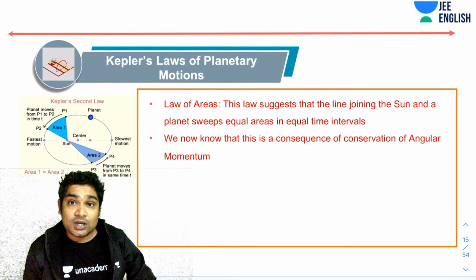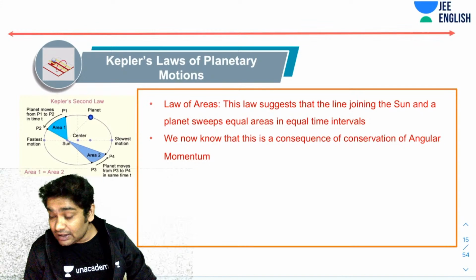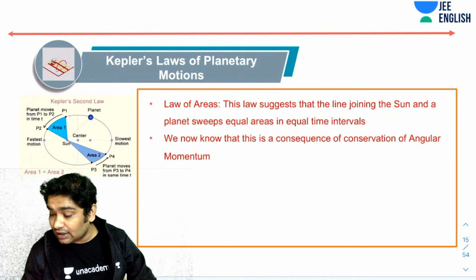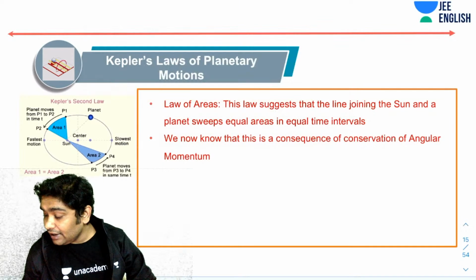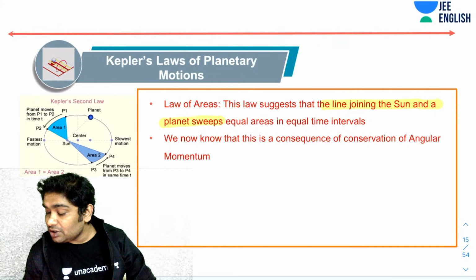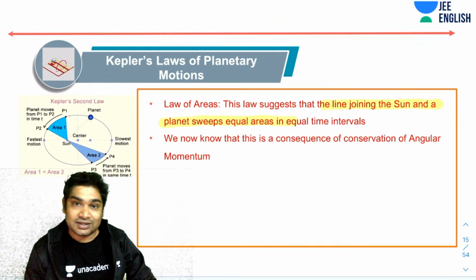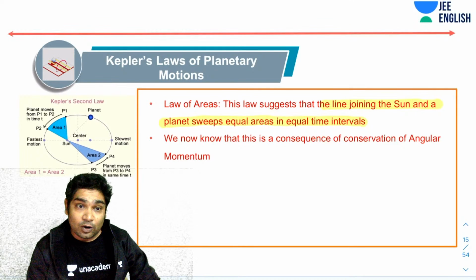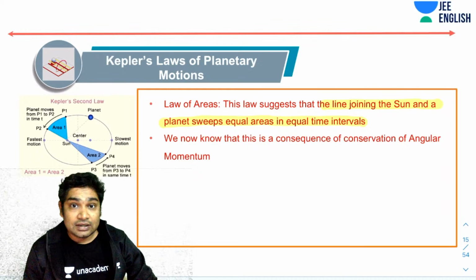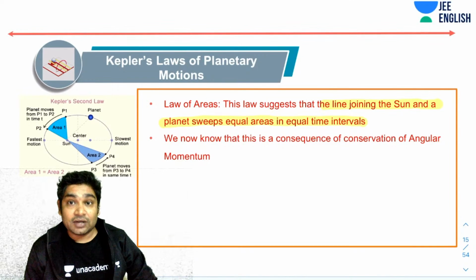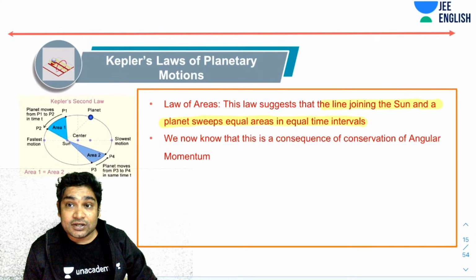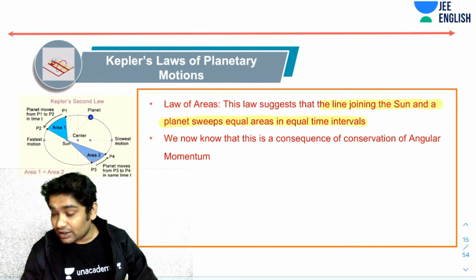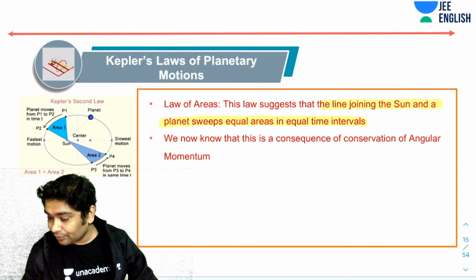Now, the next law was the law of areas. This law suggests that the line joining the Sun and the planet, very, very important, sweeps equal areas in equal time intervals. Again, this was purely an observation from the analysis of charts. Kepler did not know the logic of that, but now we know it. We now know that it is a consequence of conservation of angular momentum. So let's quickly talk about that here.